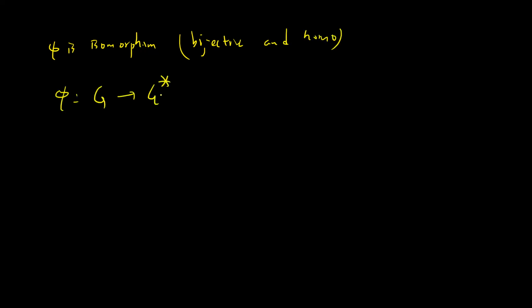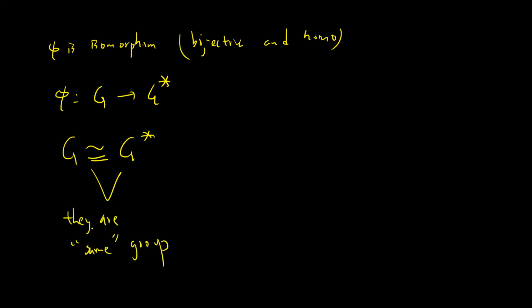Okay, if phi is an isomorphism, it means that it's bijective and a homomorphism. So if you can construct a map from G to G star such that phi is an isomorphism, then we say abstractly that G is isomorphic to G star. This is an equivalence relation. So basically, if we say that these two groups are isomorphic, it means that abstractly they are the same group.